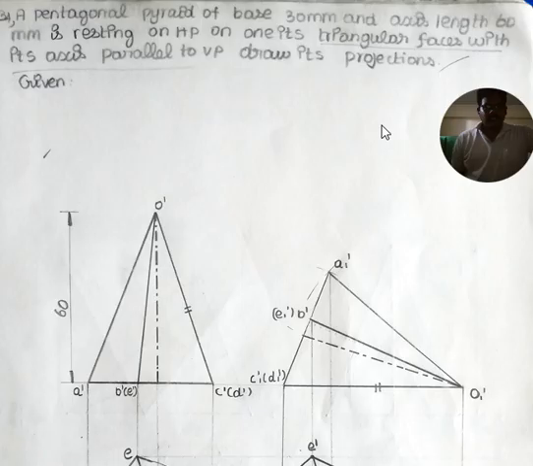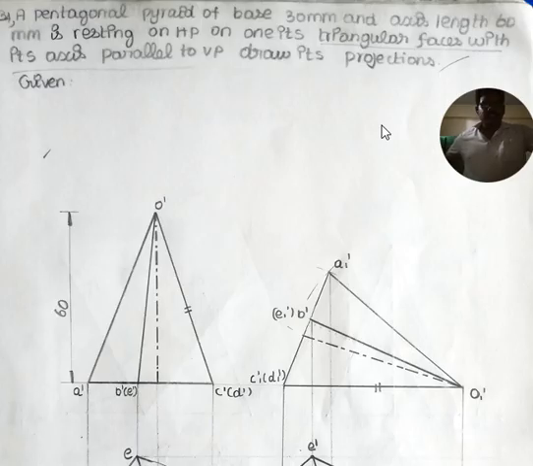So here the given problem is a pentagonal pyramid. A pentagonal pyramid is a solid object. It has three dimensions. It has one base and one apex, five base sides, five slanting edges, five triangular faces, and one axis perpendicular to the base. The dimensions given to us are: base side is 30 mm and height of the pyramid, or axis length, is 60 mm.